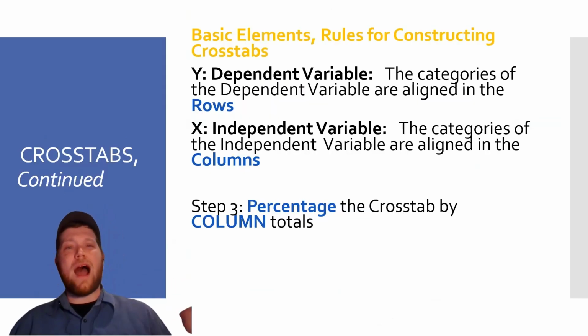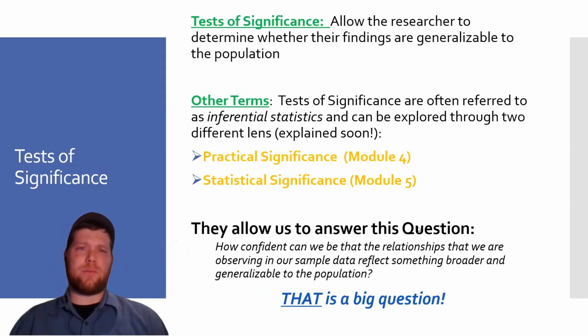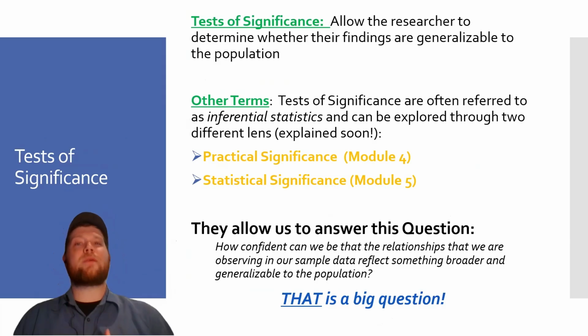And we'll have y, the dependent variable, be in rows, while the independent variable, the explanatory variable, be in columns. And we'll make sure to put the percentage of the crosstab of the columns total. We're also going to look at some tests of significance to determine whether the findings are generalizable to the population.